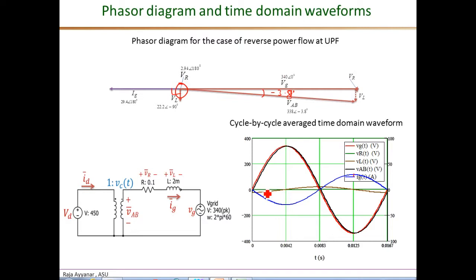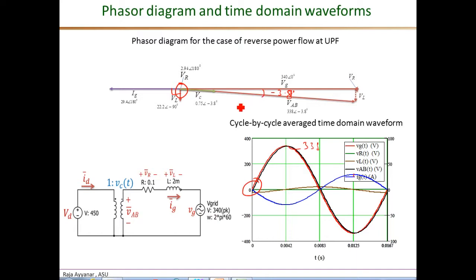Okay, then the corresponding time domain waveform is this black waveform. Let me show it again. It should have a peak of 338. So the black has a peak of 338, and as you can see from here, the black waveform, which is VAB, is slightly lagging the grid voltage, which is the red waveform, as again needed based on this phasor analysis.